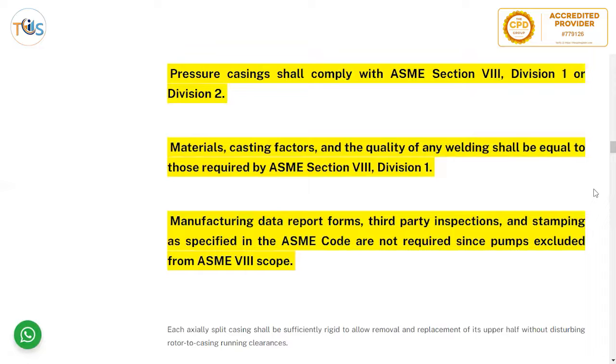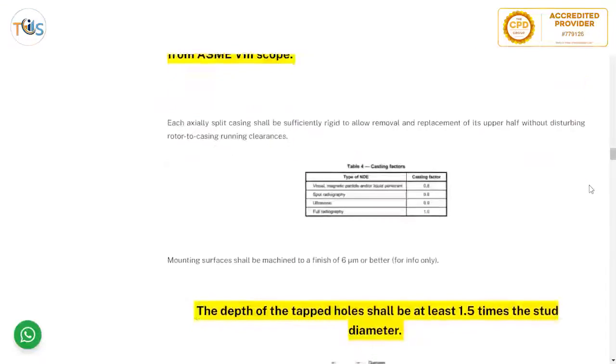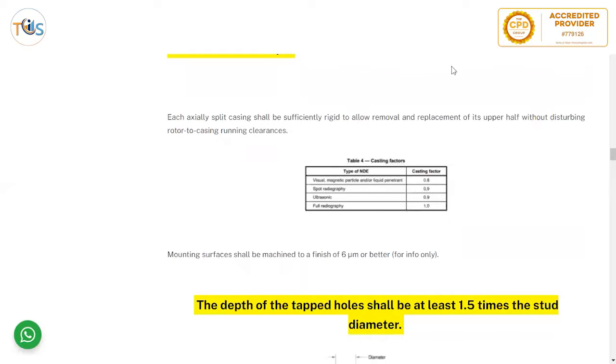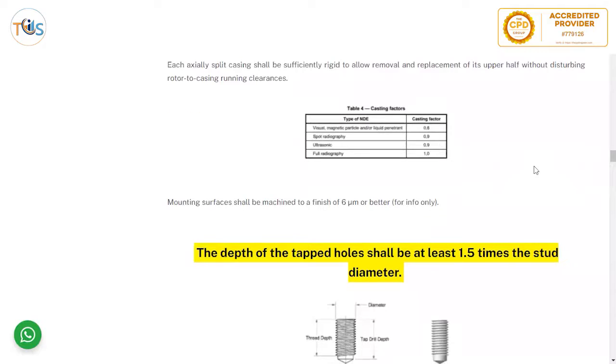excluded. So remember that although the pressure casing and the material and casting factor and all these elements, including welding, should be according to ASME Section 8, ASME Section 8 excludes pumps. So they only see stationary pressure vessels. But then the casing does follow that. That's what the standard says.